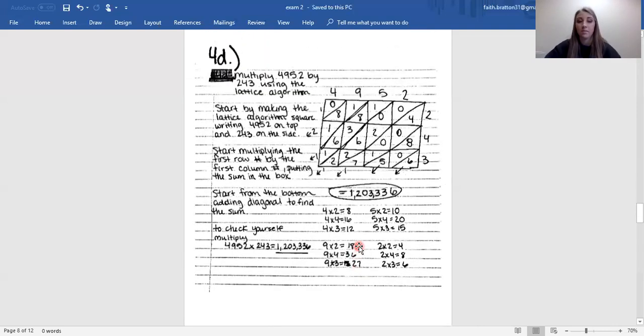4D is exactly the same. You just have, it's 4 by 3 instead of 3 by 3 or 2 by 2. Okay, you start by making the grid, put the top number on there, the side number, and you multiply the same exact thing. 4 times 2, 4 times 4, 4 times 3, 9 times 2, 9 times 4, 9 times 3. You just keep going the same exact way, and it'll still work doing the diagonal adding. 6, 8 plus 5, and then you just keep going, carrying your numbers over if they're 2-digit numbers. It comes out to be 1,203,336,000.